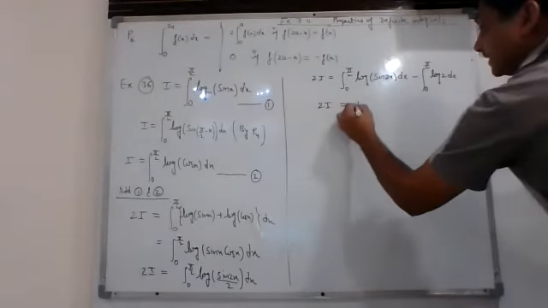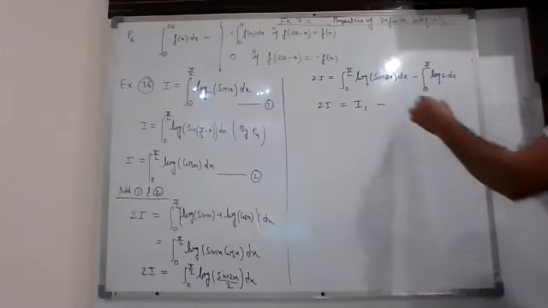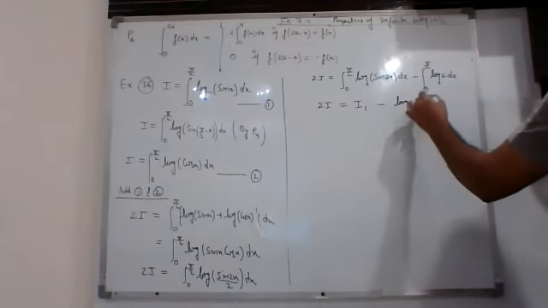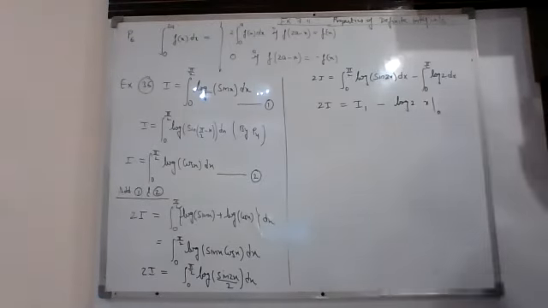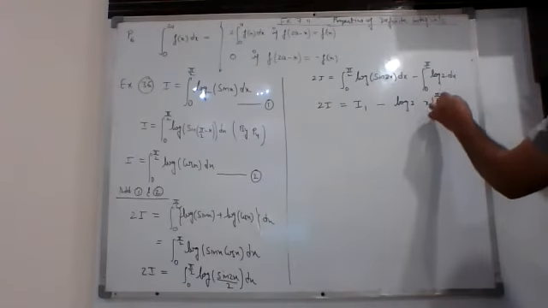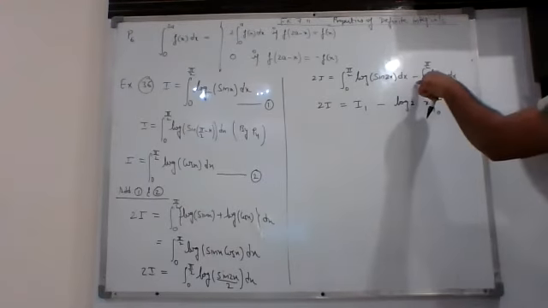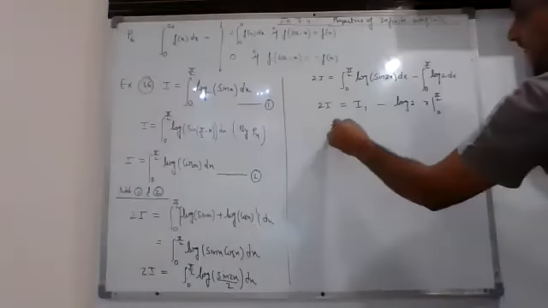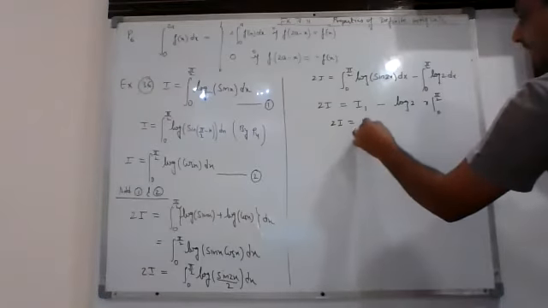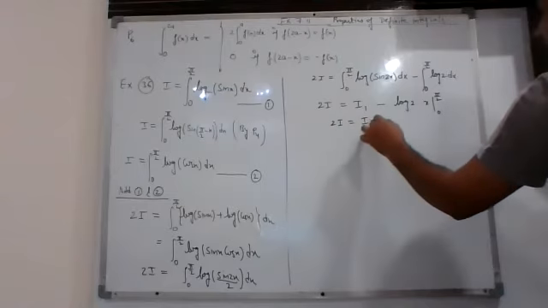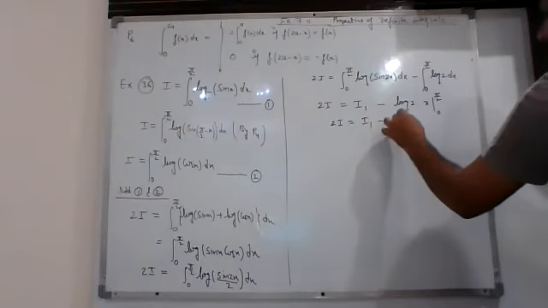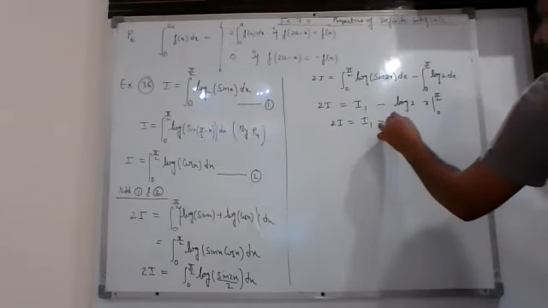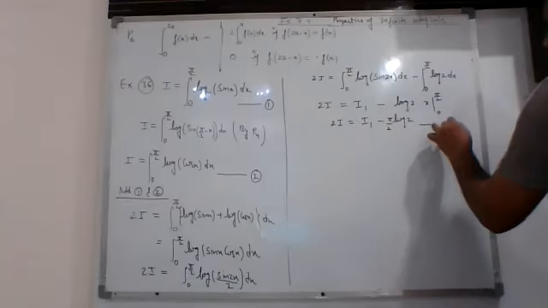Now, let me call this I1, and here I will integrate this. So I can write this as log 2 integration of dx, which is simply x. Limits are running from 0 to 90. Log 2 is a constant, so I can take it outside. Integration of dx is simply x. Now we'll substitute the limits. So 2I can be written as I1 minus pi by 2 into log 2. Call this as number A.